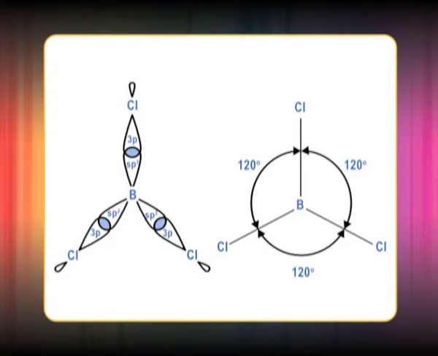Boron forms three sigma sp-p bonds with three chlorine atoms by using its half-filled sp2 hybrid orbitals. Each chlorine atom uses its half-filled p orbital for the sigma bond formation. Thus, the shape of boron trichloride is trigonal planar with bond angles equal to 120 degrees.